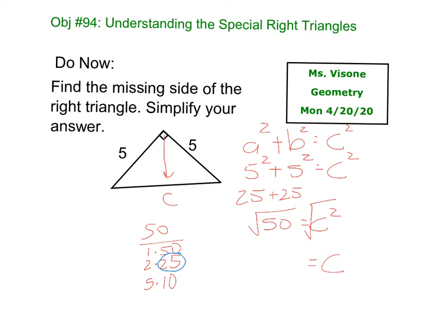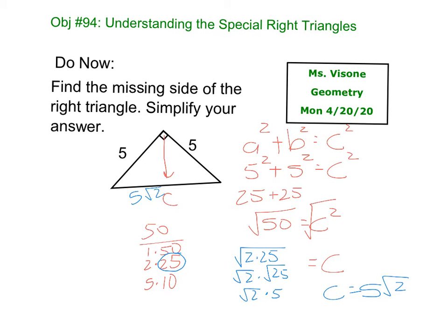So we're going to rewrite 50 as 2 times 25. The square root of 2 times the square root of 25. And then, so that's square root of 2 times 5. So C is 5 root 2. So this is 5 root 2.